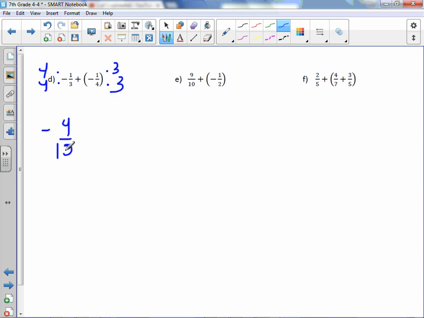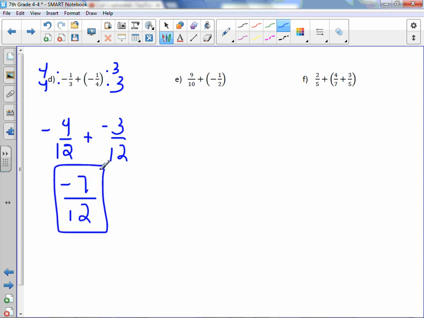My first fraction would be negative 4/12. Bring down the plus sign. My second fraction would be negative 3/12. Well, our denominators remain the same, and we have negative 4 plus negative 3, which is negative 7. So negative 7/12. And again, you can pull out the negative in front if you prefer.